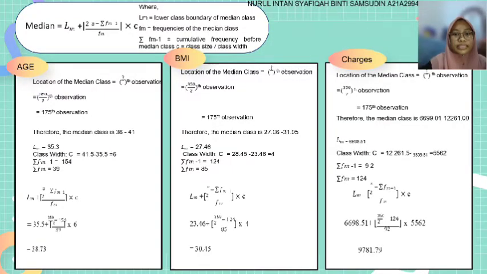Next, median. The median is the middle of the data entry. So we fill the numbers into the formula. Then we get the median of age is 38.73, the median of BMI is 13.45, and the median of charges is 9,781.79.